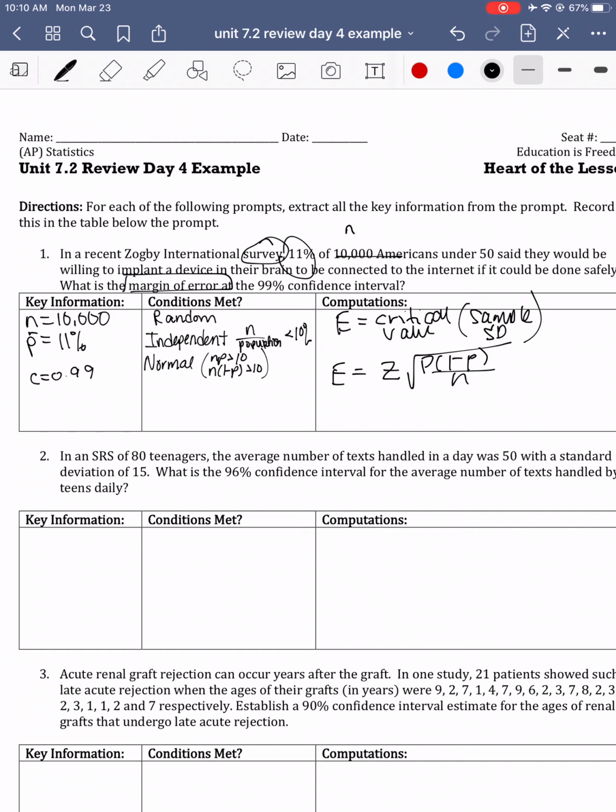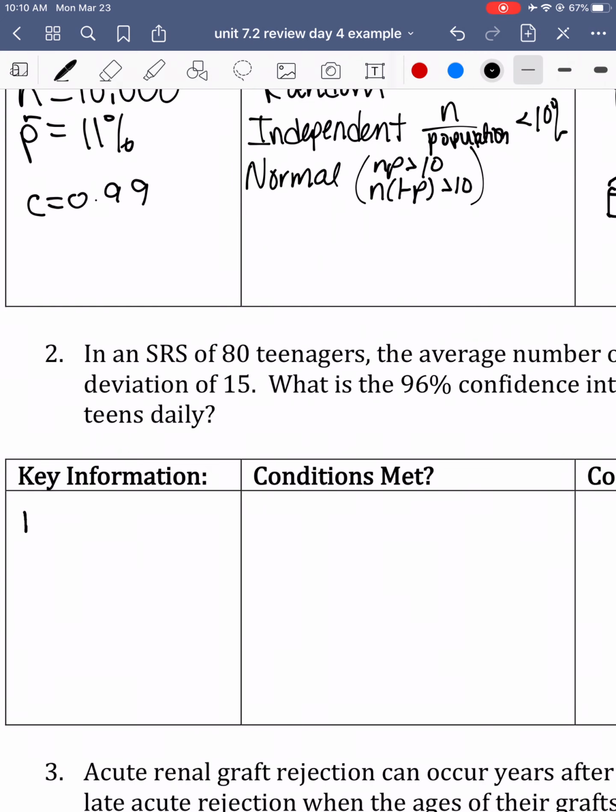In an SRS of 80 teenagers, the average number of texts handled in a day was 50 with a standard deviation of 15. What is the 96% confidence interval for the average number of texts handled by teens daily? So here, the key information given to me, they said they took an SRS of 80, so n is going to be 80 here.